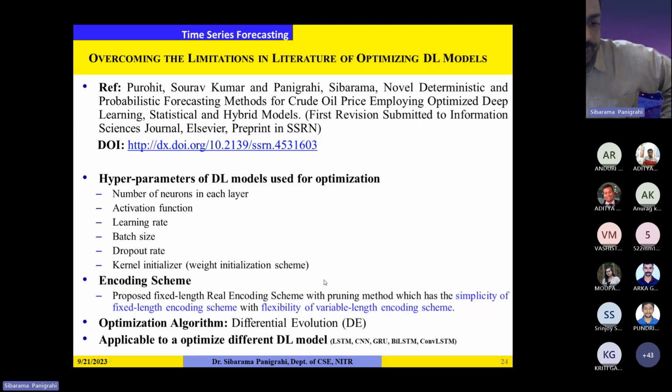I will discuss it. And we have used one of the simplest optimization algorithms, that is differential evolution. This method is so generic that it can be applicable to different deep learning models. In this paper, we have optimized 5 deep learning models. So how to do it?